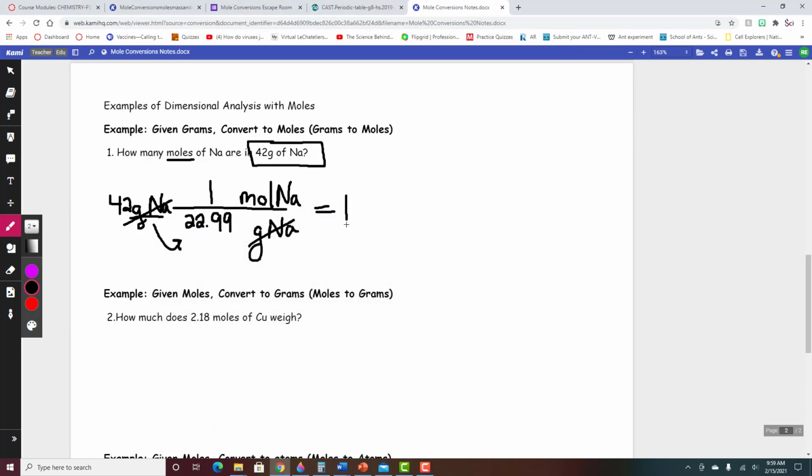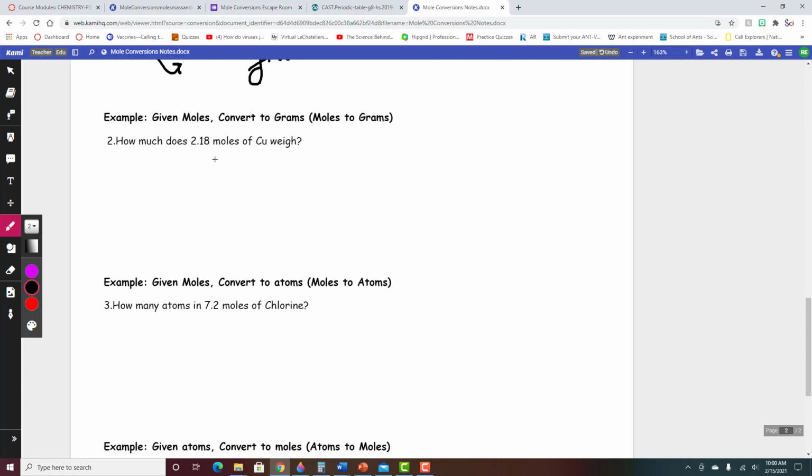So this will give me 1.8, let's round here, 1.83. And then moles of Na. Make sure you include a unit on your answers. Very important. Alright, so that is how you go from grams to moles.